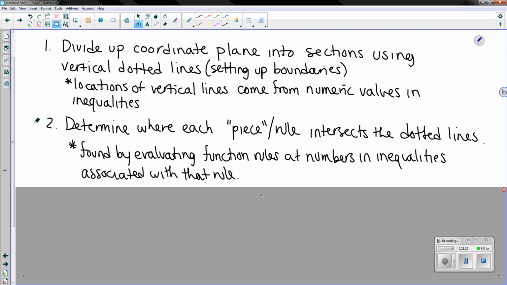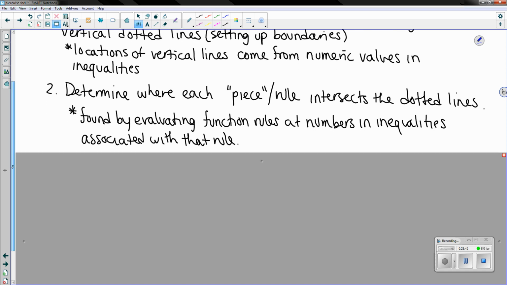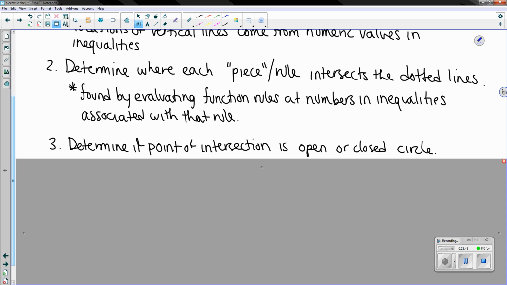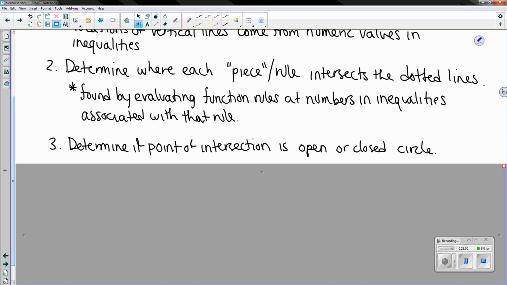Once we've set up our boundaries, we want to determine where each piece or rule intersects the dotted lines. How do we do that? We take the value at that dotted line, so the numbers in the inequalities, and plug them into the piece that that inequality is associated with. If there are multiple numbers in the inequality, you have to plug both numbers into that piece to figure out where it hits the boundary on the left and on the right. And remember, because we're working on a coordinate plane, the number you plug in is the x value of the coordinate. The number that comes out as a result is the y value of your coordinate.